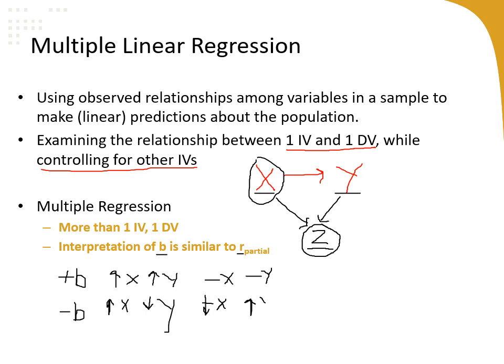So again, the interpretation of B is similar to R. You see this partial here? The partial means that you're looking at the relationship between X and Y while controlling for other things, holding them constant. This will make a lot more sense when we actually look at a practical example right now.